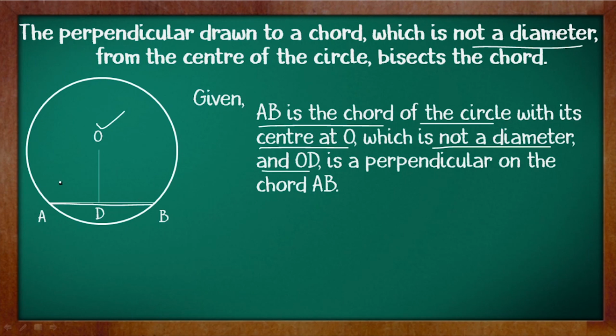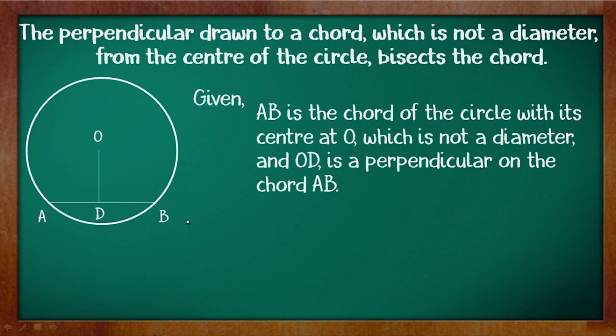And what is OD? This line segment OD is perpendicular on the chord AB. So this is 90 degree here. And what is O? O is the center of the circle. So this is the thing that you must write in given. So we are given with the center to be O, AB is the chord, and OD is the perpendicular.